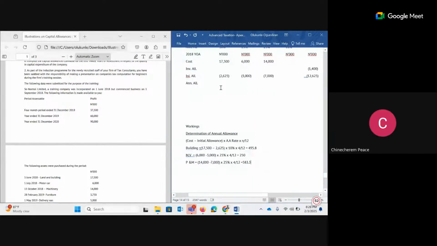583.3. All right, so let's deduct that. So we have 495.8, we have 250, we have 583.3. When you add that together, what do you have? 1,329.1.